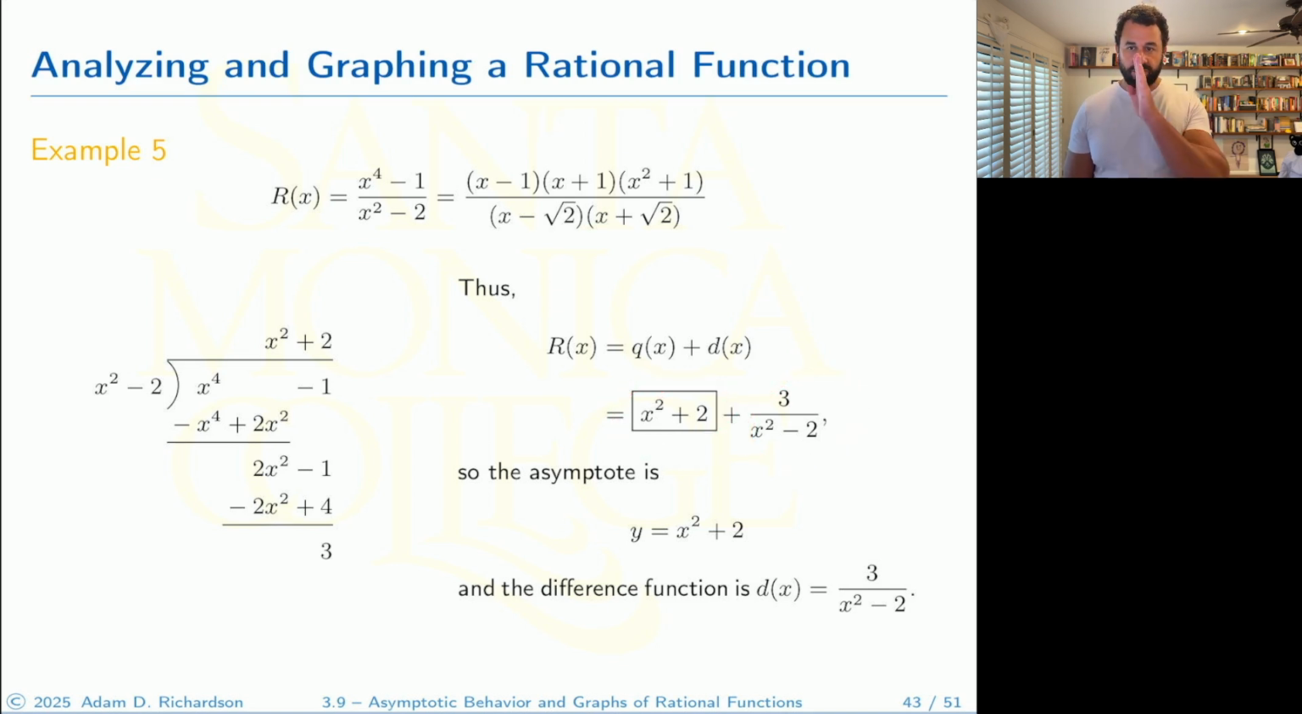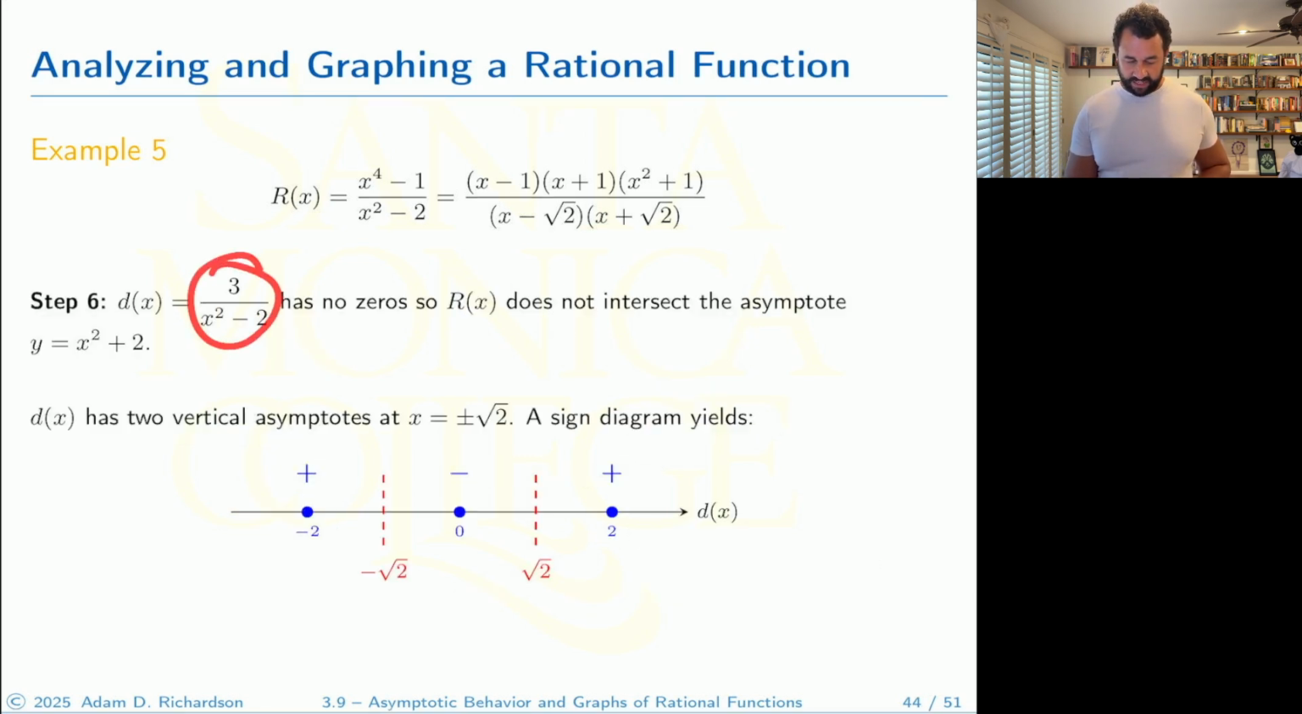We're going to focus all of our attention on d of x now. All right, here we go. D of x has no zeros. The numerator will never be 0, so that means that our rational function is not going to cross the asymptote or even intersect it. It's not going to bounce off it, not going to cross it. D of x has two vertical asymptotes that are equal to the ones of the original function, so we can plot those.